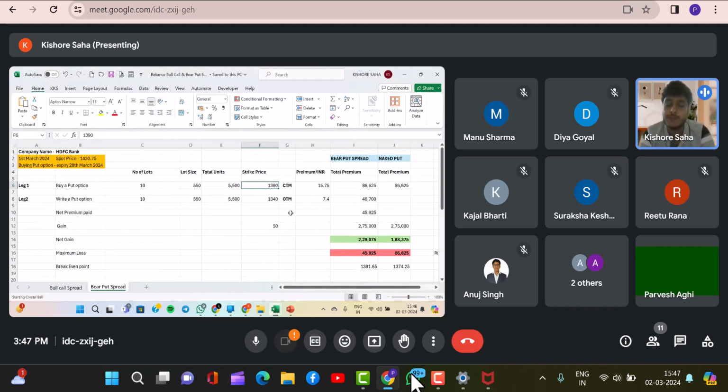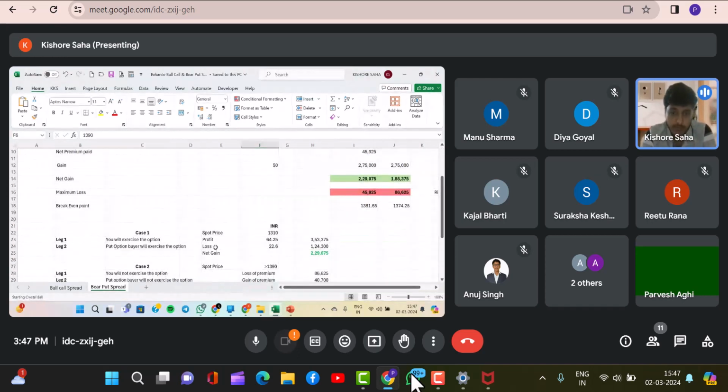So for sure, if the market goes lesser than this, somewhere around 1300, then I have a profit of the difference between the two. So in case 1, I have considered the spot price as 1310. If I consider the spot price as 1310, this would be my profit. This is my total profit, because I will exercise the option.